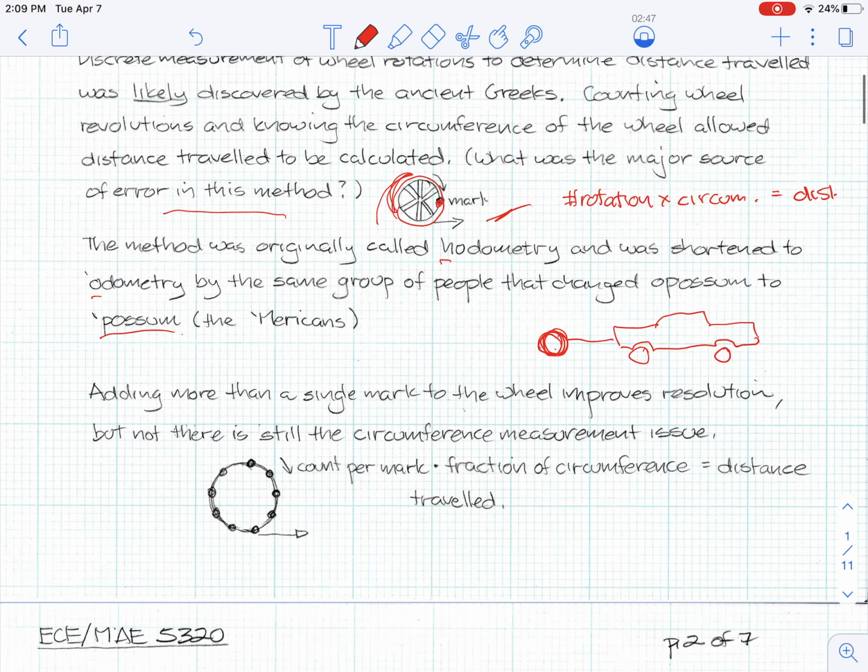Okay, I could improve resolution of the system by adding more marks on the wheel. So I could put a bunch of marks on the wheel and count all of the marks, and then I would be able to more accurately determine the fraction of the circumference that was traveled and get a distance traveled, but I'm still slave to that circumference measurement.